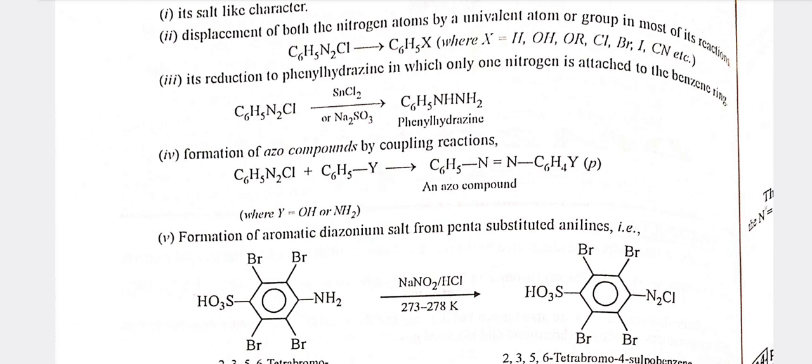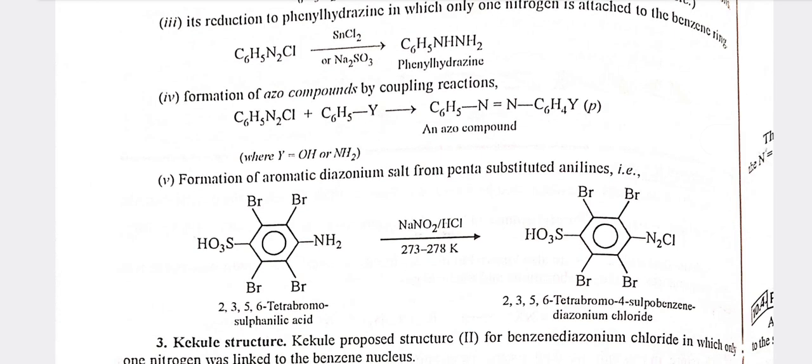C6H5N2Cl in presence of SnCl2 or Na2SO3 gives C6H5NH2. Formation of azo compounds by coupling reaction. C6H5N2Cl plus C6H5 gives C6H5N=NC6H5.